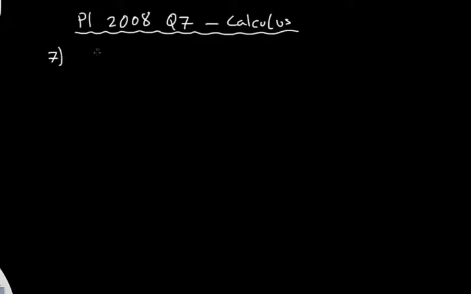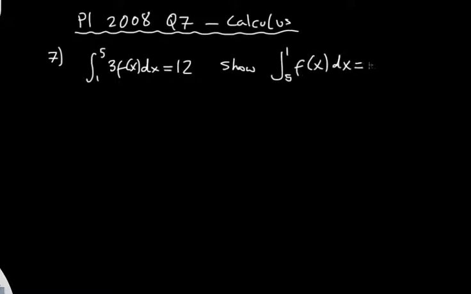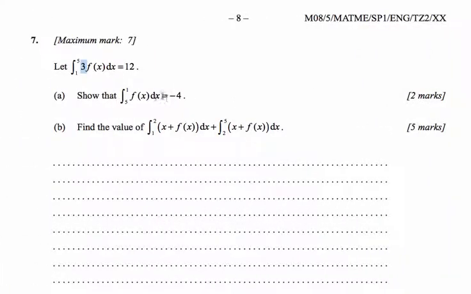First, let me write what they give us. They give us that the integral from 1 to 5 of 3 times some function with respect to x is equal to 12. That's one clue that they give us. And they ask us to show that the integral from 5 to 1 of just the function itself, without the 3, with respect to x, is equal to minus 4. I think that's what we're given. There it is, minus 4.